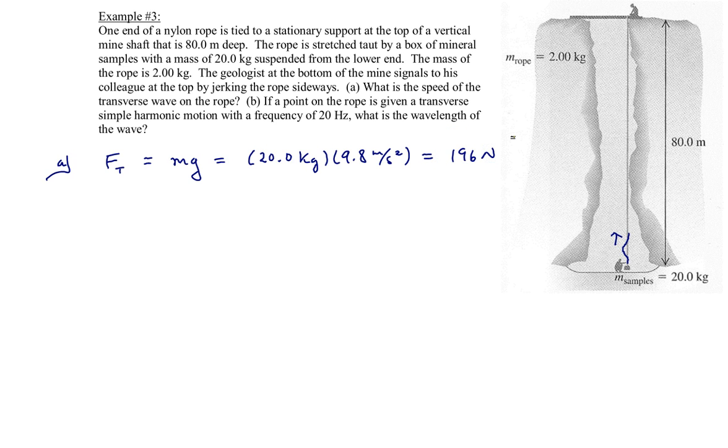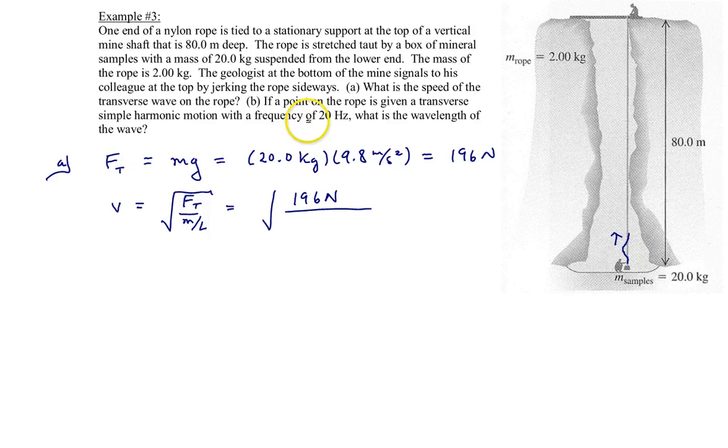So the reason why we want to get the tension is we're trying to determine the wave speed. And the wave speed, as we found earlier, was equal to the square root of the tension divided by the linear density, which is m over L. That's the amount of mass per unit length. Okay, so let's sub that in here. Our tension is 196 newtons, and we're dividing it by the mass per unit length.